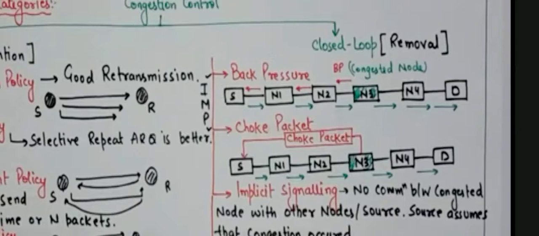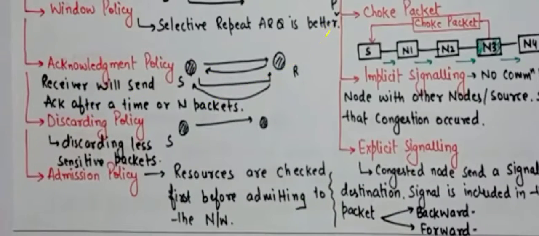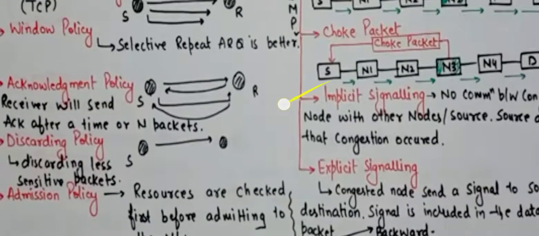Sorry, before the admission policy, one example is also present. For example, 20 frames will be sent from source to destination. First, the admission policy will check whether a sufficient amount of infrastructure is present or not. If sufficient infrastructure is not present, the frames will be discarded. This is the policy present in the admission policy example.